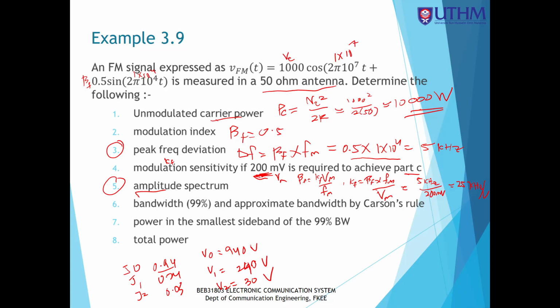Okay, and then I can draw the spectrum. I have here up to 2 pairs of sideband. For example, this is in megahertz. This is voltage versus F in megahertz. Here is 940, this is 240, and this is 30.